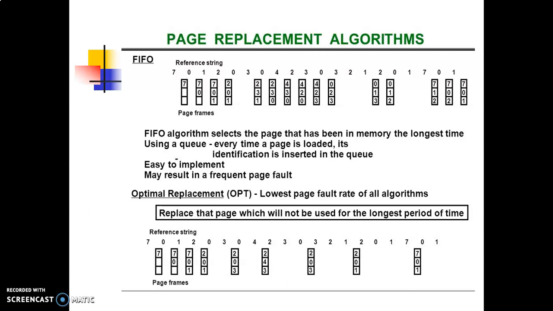So each time a page is loaded into memory, its identification number is pushed into the FIFO stack. The FIFO will be full whenever memory has no more empty blocks. When a new page is loaded, the page least recently brought in is removed. So from here we can see that the FIFO algorithm selects the page that has been in memory the longest time.